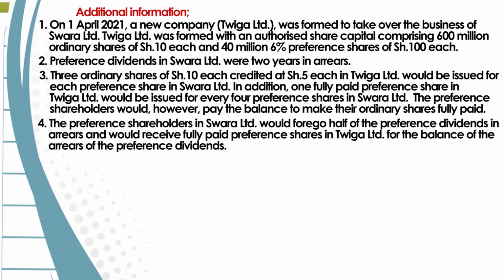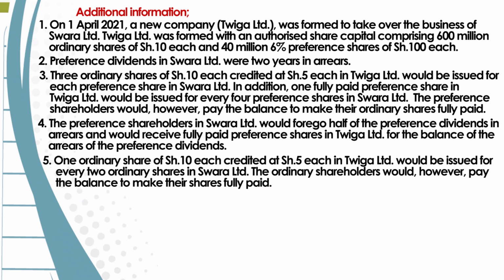Number 4, the preference shareholders in Swara Limited would forego half of the preference dividend in arrears and would receive fully paid preference shares in Twiga Limited for the balance of arrears of the preference dividend. Number 5, 1 ordinary share of shillings 10 each credited at 5 in Twiga Limited would be issued for every 2 ordinary shares in Swara Limited. The ordinary shareholders would, however, pay the balance to make their shares fully paid.